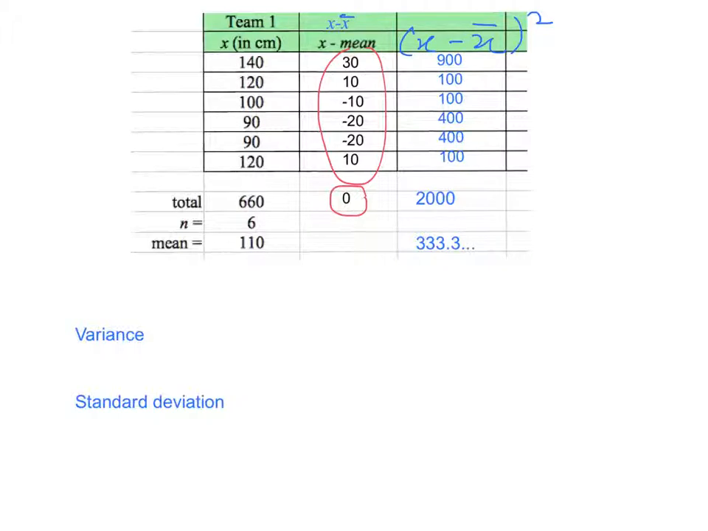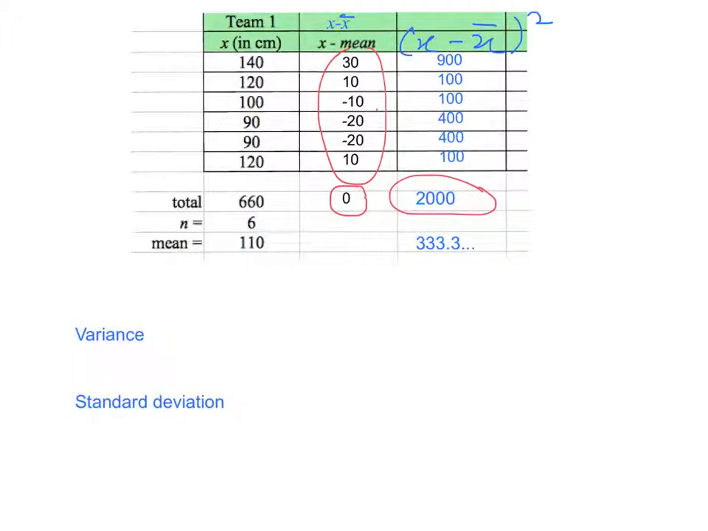Well, one way to solve the problem is by squaring the deviation. So 30 squared gives you 900. 10 squared gives you 100. Negative 10 squared gives you 100. Basically, this process gets rid of the sign. And the sum of this deviation squared is 2000.